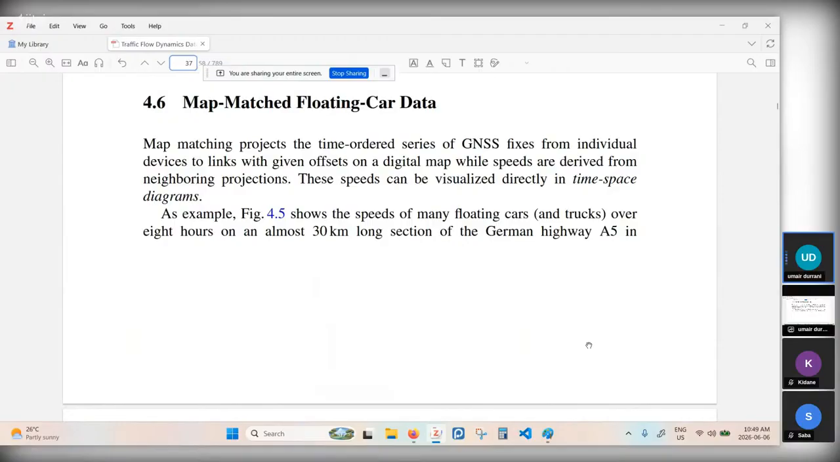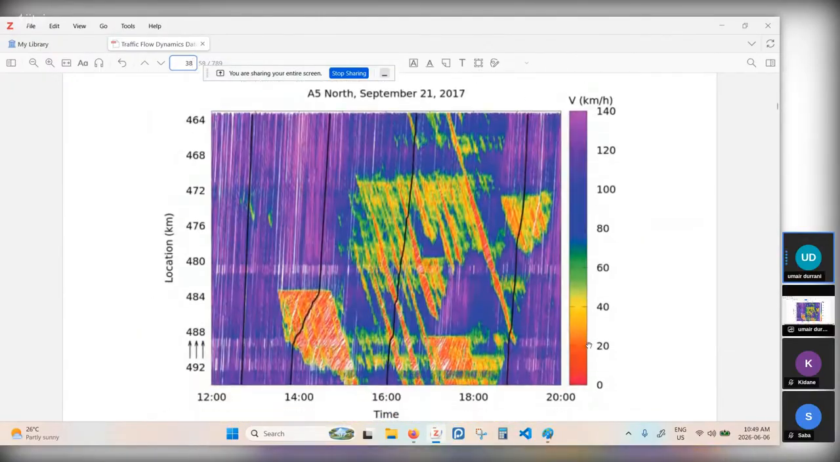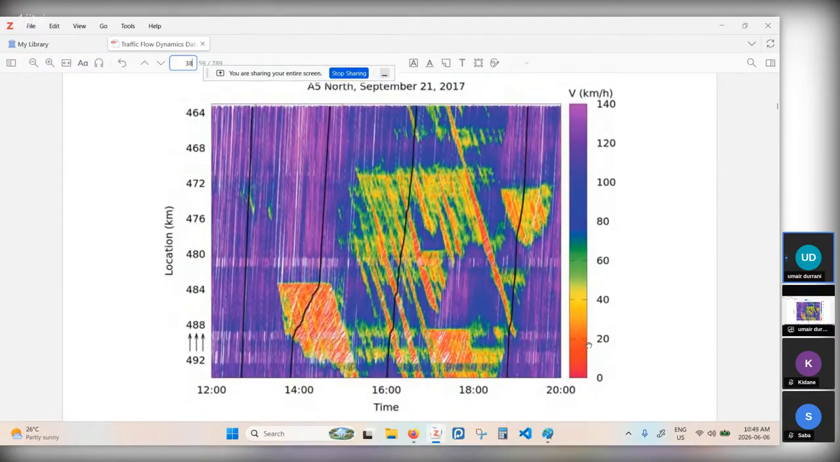Okay, so the next section is about map matching floating car data. Here they have shown us this example where on the x-axis we have time, on the y-axis we have location. And this should look familiar because we have used space-time diagrams, or time-space diagrams, in the trajectory chapter, right? We have time on the x-axis and the longitudinal position on the y-axis, but although the plots look similar, they are telling us different things.